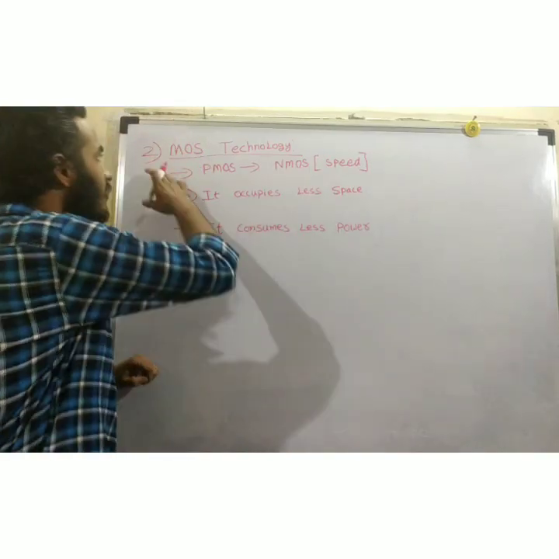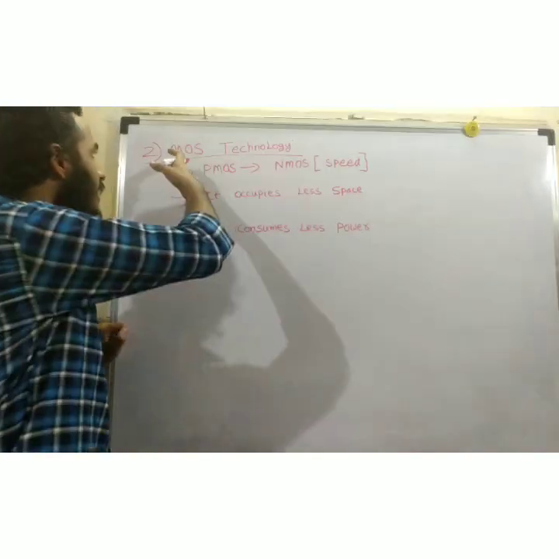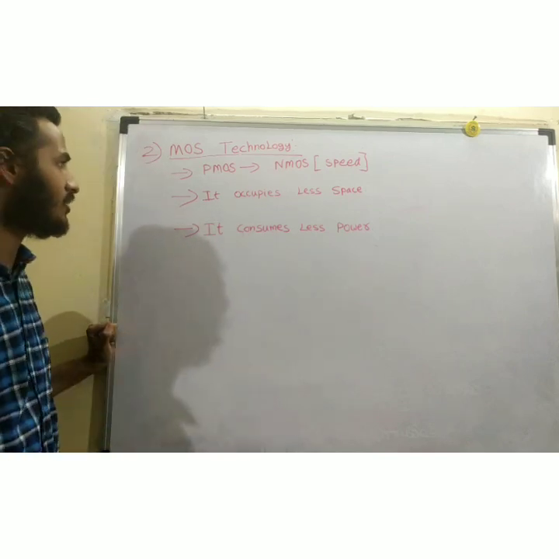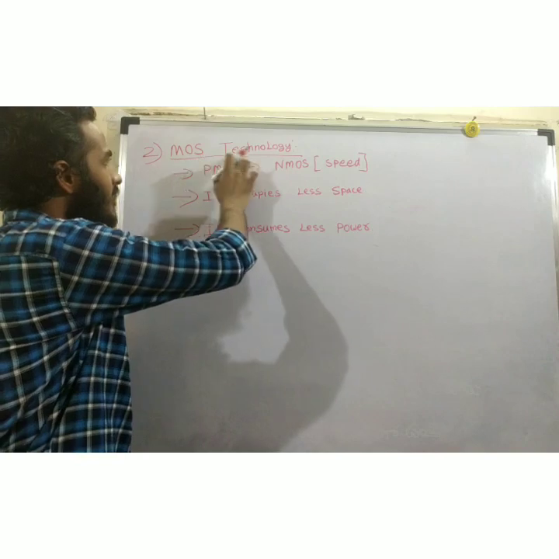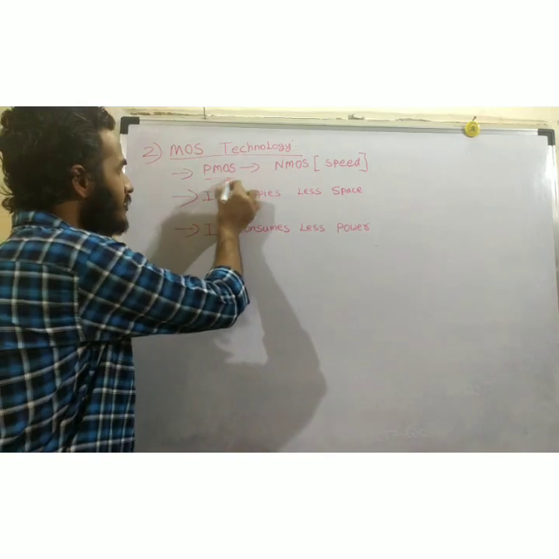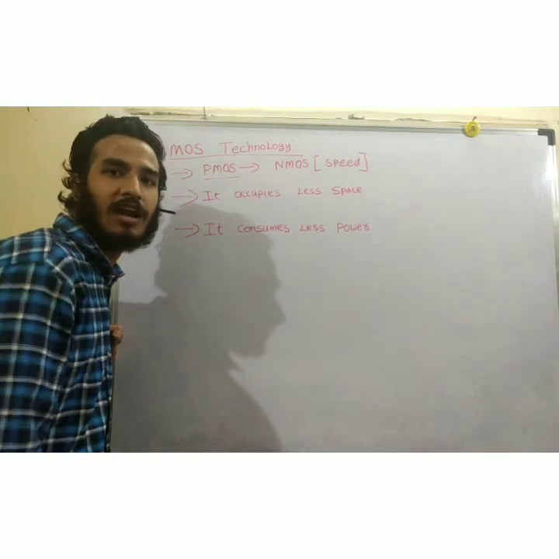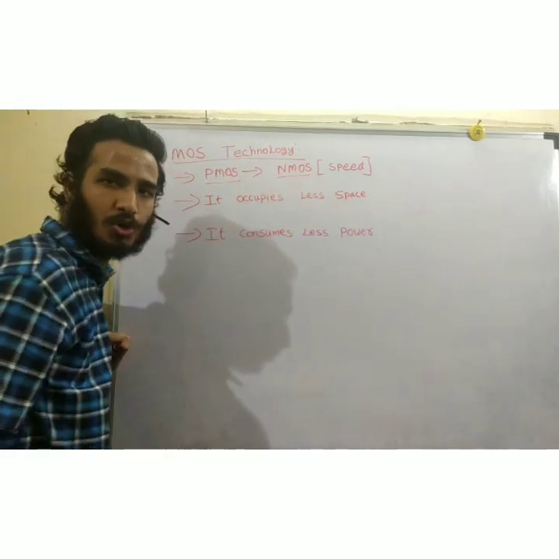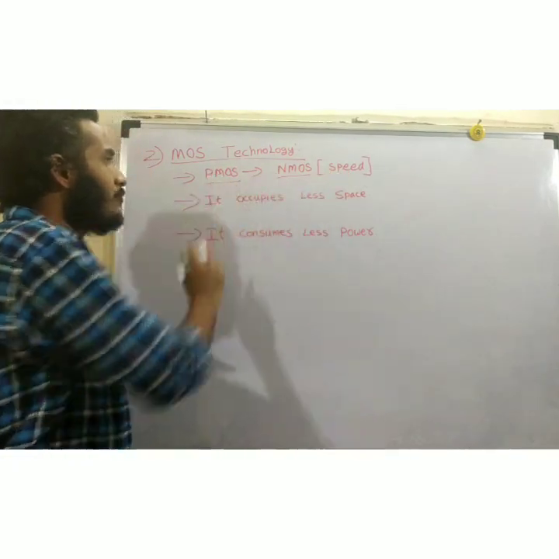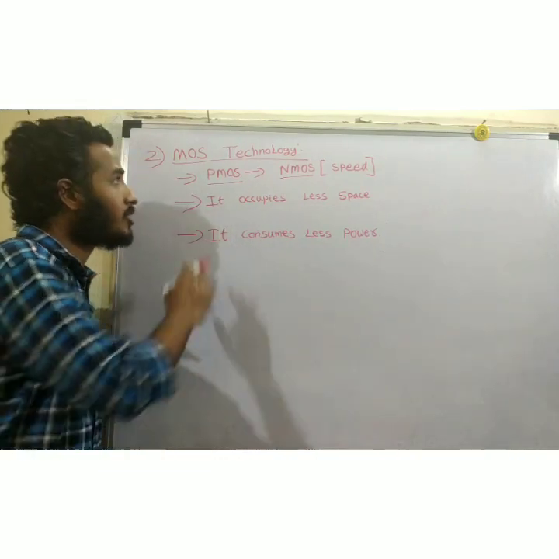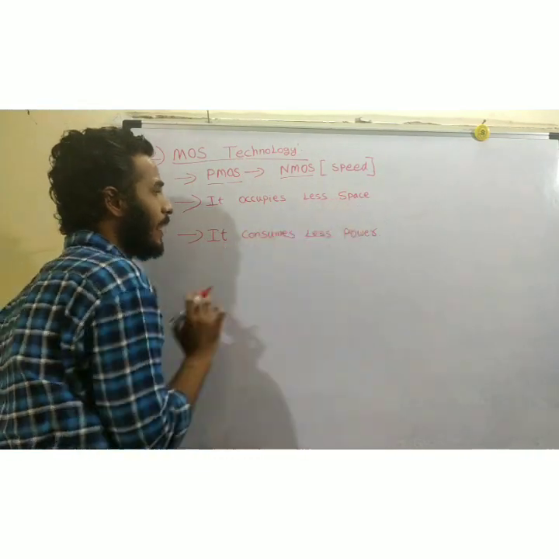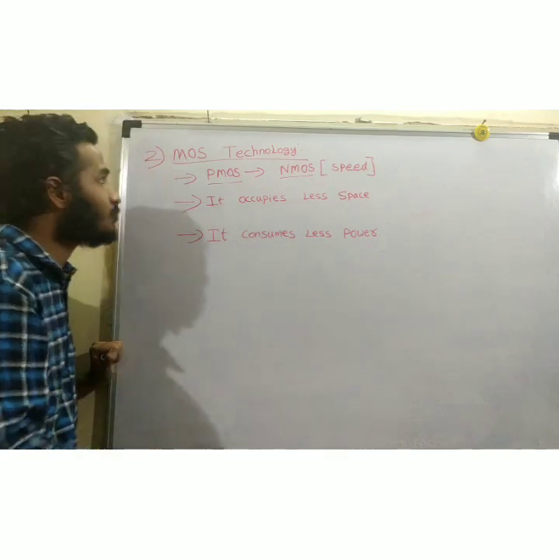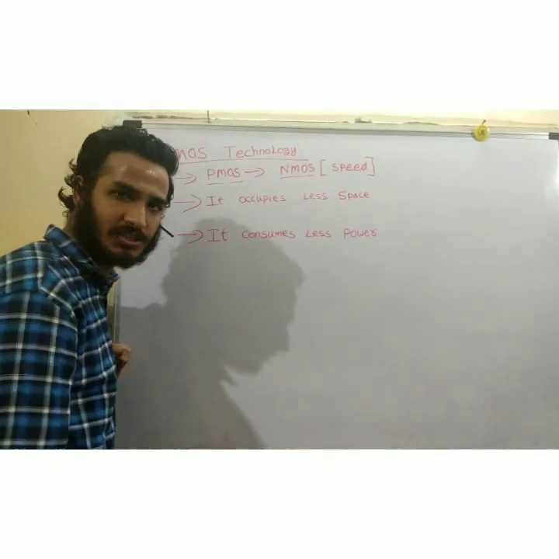Now we will see the second one, MOS technology. As the name suggests, MOS uses an active element MOSFET. This is the second technology. In early stages, MOS technology was made up of PMOS devices. As MOS technology advanced, PMOS devices were replaced with NMOS devices because NMOS speed is higher than PMOS speed. And MOS technology occupies very less space and consumes very less power compared to BJT. That is why these technologies came into existence.